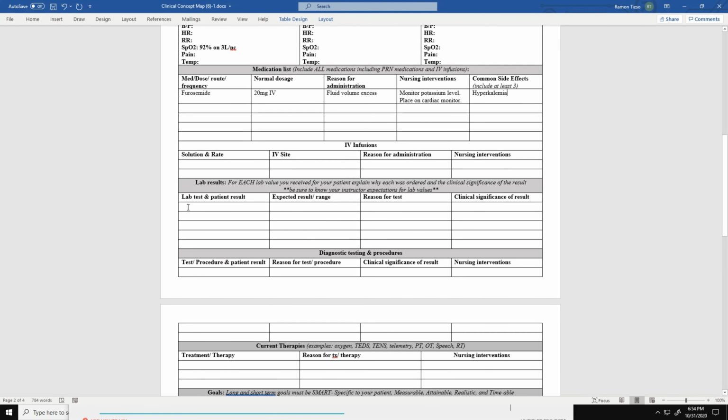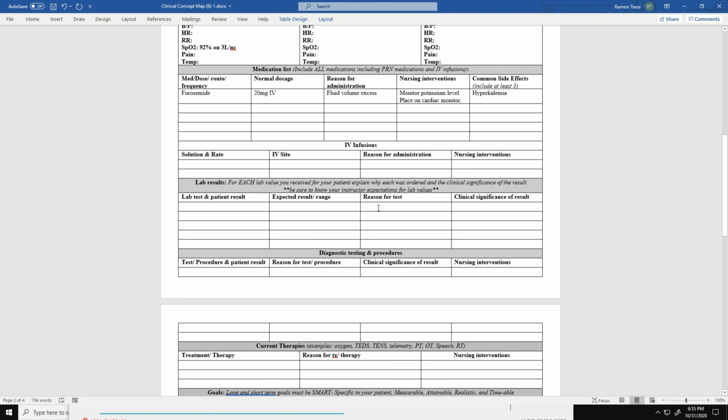Let's see. Lab tests, all of their lab work. You're just going to put it here. You're going to put what their result was. I'm not going to make up a bunch of labs, but that pretty much goes without saying. You should be able to figure that out. You'll find it right there in the chart, and you can see what it is. You can expect to put what the result is, and then reason for the test, right?